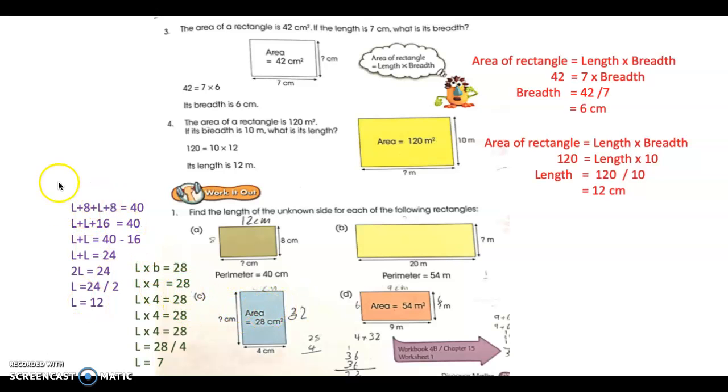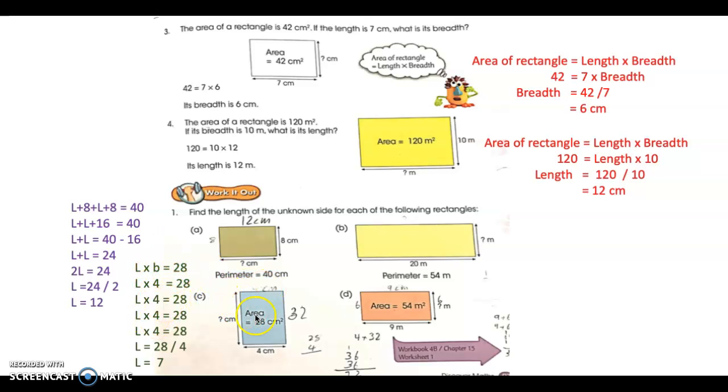See. Now this one is length plus, see, length, we don't know, 8, length 8 equal 40. So length plus 16, 8 plus 8 is 40. So L plus L, 40 minus 16 is 24. Now this is for 2L, right? So you divide by 24 divided by 2, you get 12. So that 12 is for L. Okay.